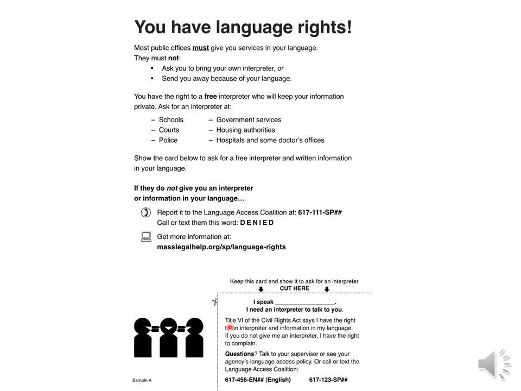This object right here is actually the international symbol for interpreting services. Ultimately, and you might be happy about this, we decided we didn't like it very much, and we ended up creating something new that we think we liked much better.